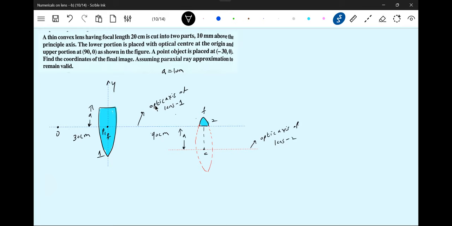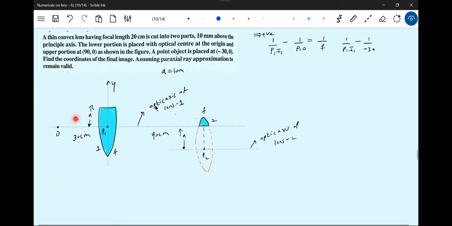Let it be P1, I'll write it. P2. The focal length will remain the same, F1. Okay, let's write the equations. We'll draw the ray diagram in the end, if possible. So the equations will be 1 by P1I1 minus 1 by P1 equal to 1 by F1. So 1 by P1I1, P1 will be minus 30. Towards right will be positive.